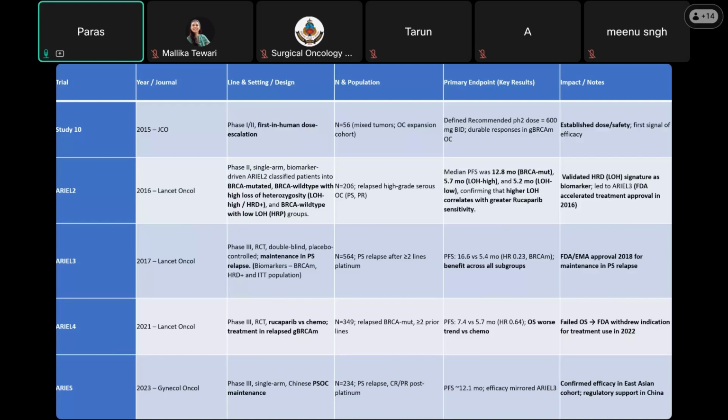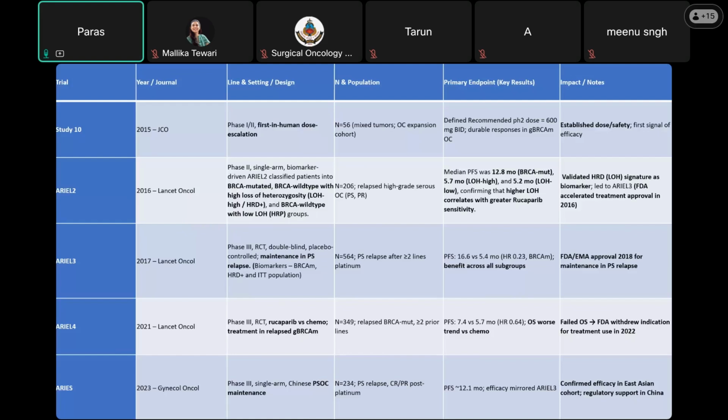The ARIEL trials are related to rucaparib. ARIEL2 was a phase 2 single arm trial. The patients were divided into BRCA mutated, and LOH high and low. Maximum PFS was seen in BRCA mutated patients, and it got accelerated FDA approval for treatment, which was later on withdrawn in the ARIEL4 trial due to no OS benefit.